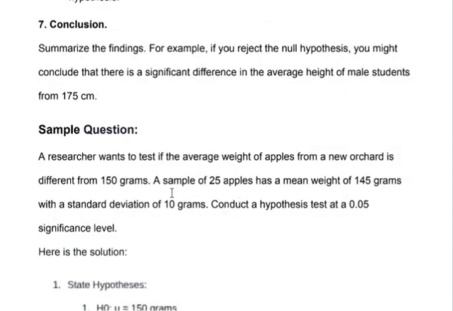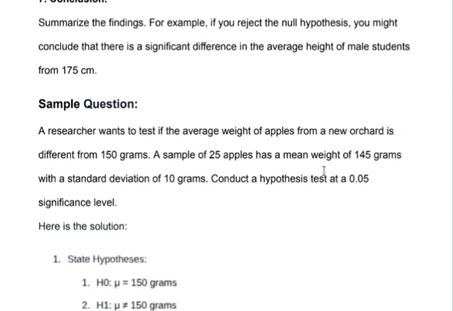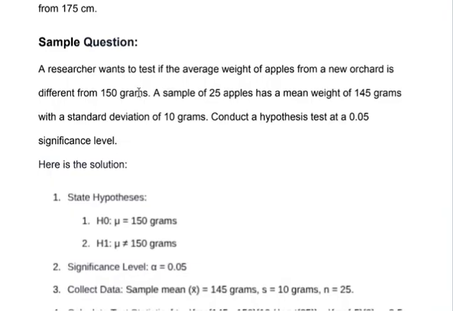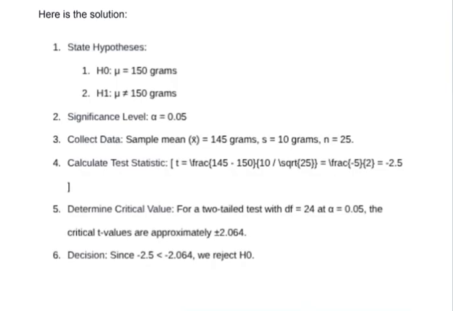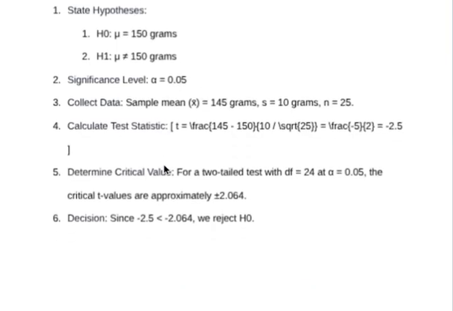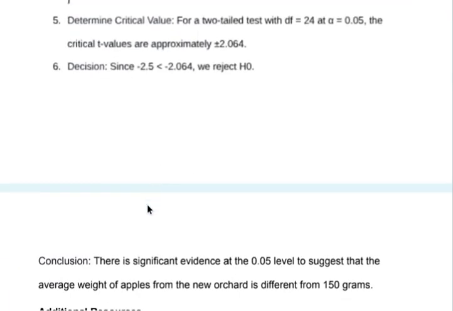Sample question. A researcher wants to test if the average weight of apples from a new orchard is different from 150 grams. A sample of 25 apples has a mean weight of 145 grams with a standard deviation of 10 grams. Conduct a hypothesis test at a 0.05 significance level. Here is the solution. Conclusion. There is significant evidence at the 0.05 level to suggest that the average weight of apples from a new orchard is different from 150 grams.